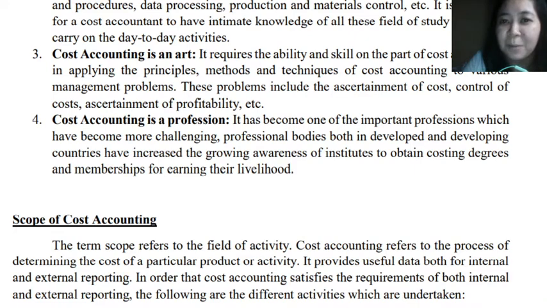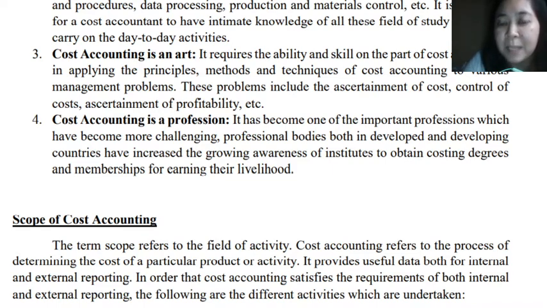Okay, so of course, cost accounting has become one of the important professions and is also considered to be more challenging. So that's why professional bodies, both in developed and developing countries, are increasing the awareness of institutes to obtain cost degrees and membership also in particular professional organizations.